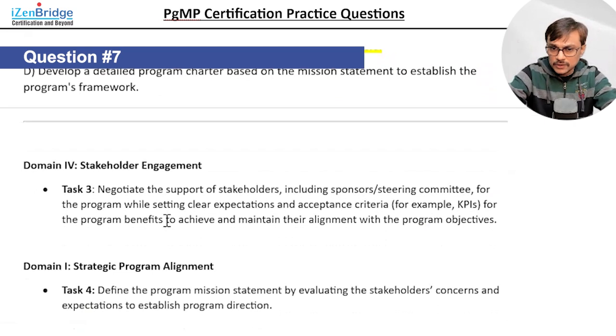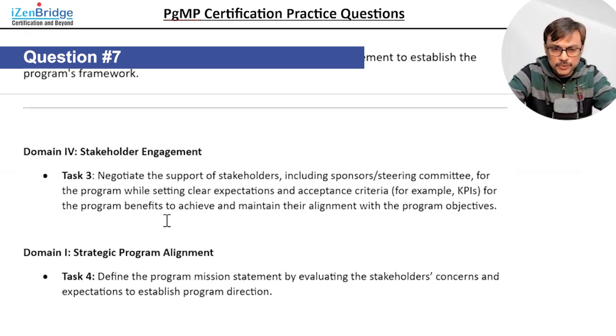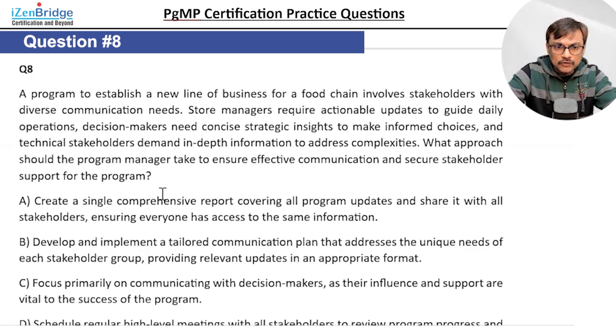The question is focusing on pretty much two tasks of two domains, stakeholder engagement and strategic program alignment. In stakeholder engagement, we focus on negotiating and supporting the stakeholders, including their goals, KPIs. So that way we are talking about what we do here together as a strategic objective. And in task 4 of strategic alignment, we focus on defining the program mission statement by evaluating stakeholder concerns and expectations to establish program direction. Though the question shows that you have a ready-made mission statement and you are just using it, that way it was also touching task 4 of the strategic program alignment domain. Now we are in question number 8.